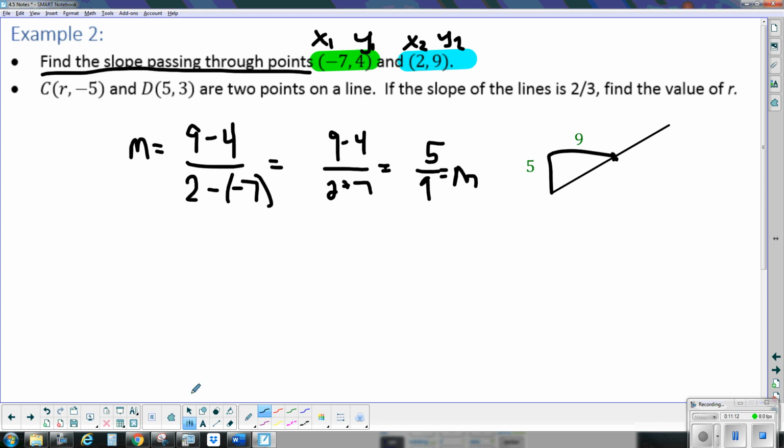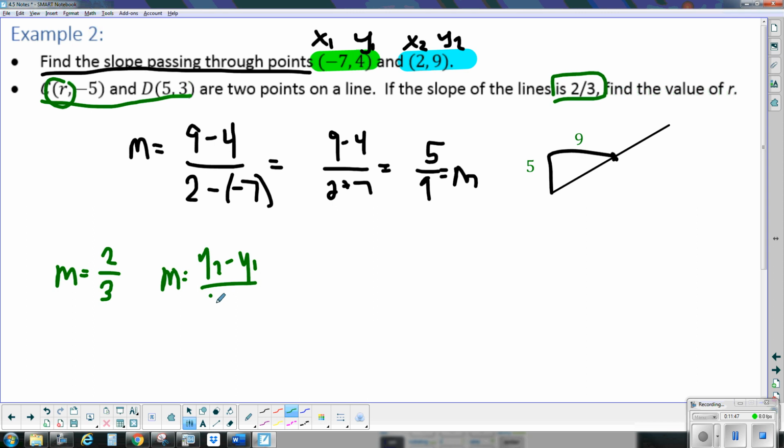Let's look at the second example. The second example says that we have these 2 points, but we don't know what this is. We don't know our x1. We know our y1, and we know our x2, and we know our y2, but we also know the slope. So we know that the slope is equal to 2 over 3. We also know that the slope is equal to y2 minus y1 over x2 minus x1.